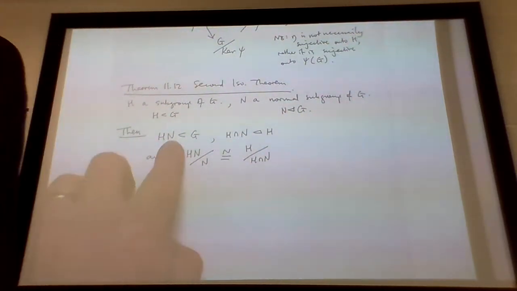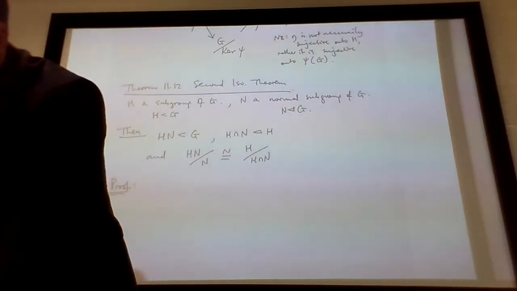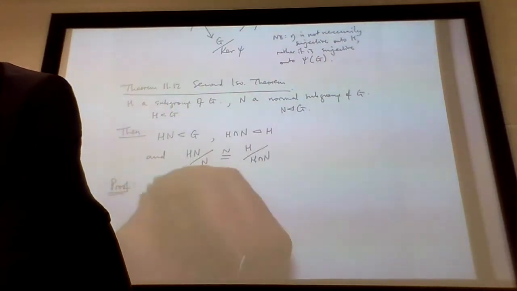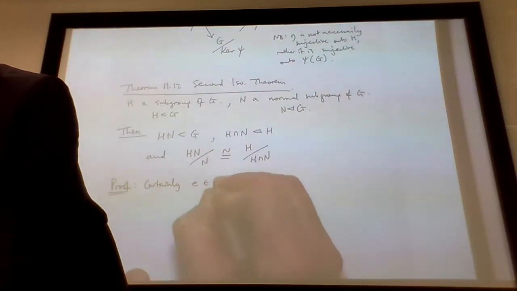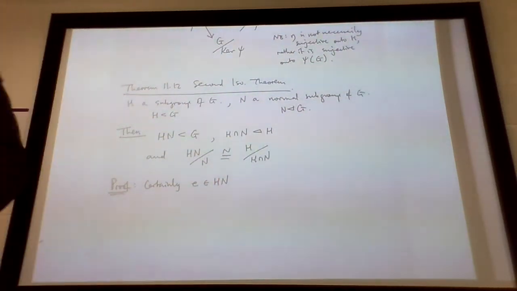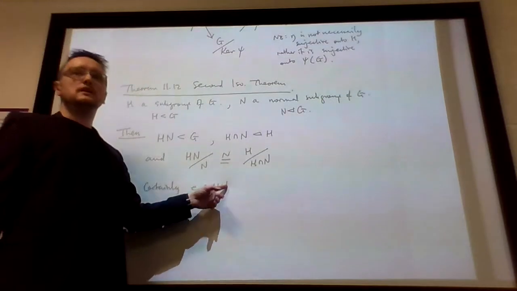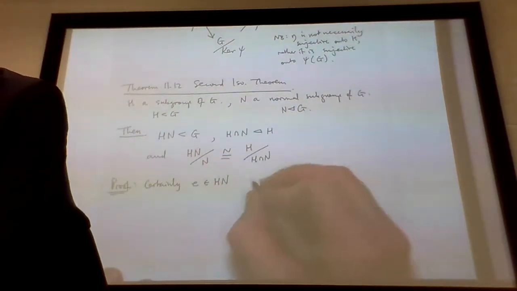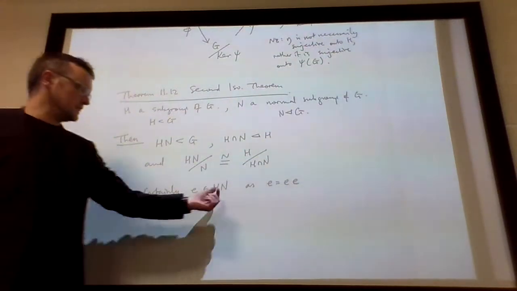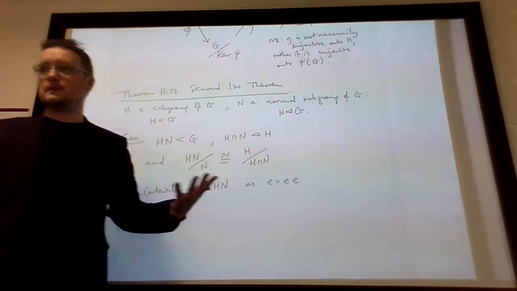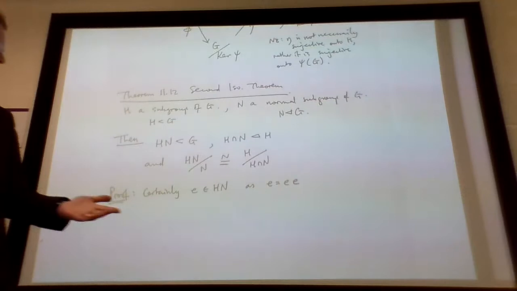So first of all, let's take the subgroup thing. Certainly the identity is an element of H times N, because the identity is in both. So we can write the identity as e times e. So it's an element of H times an element of N. Okay. So the identity is present in this subset.